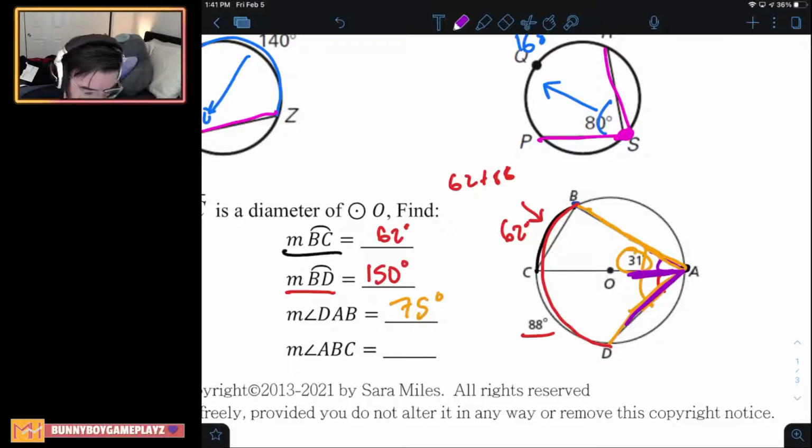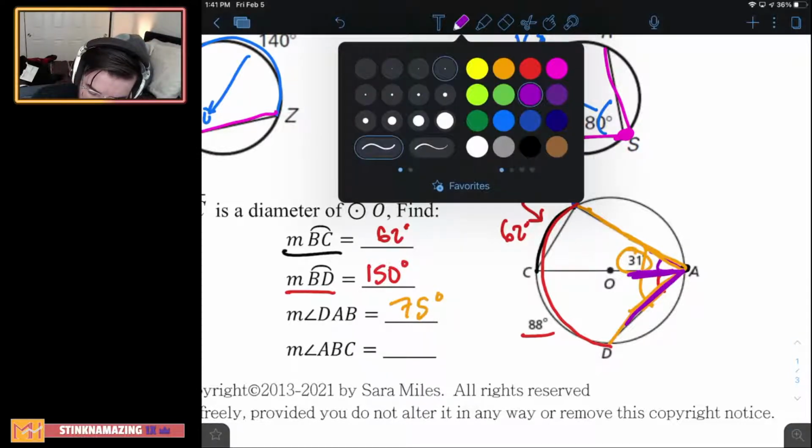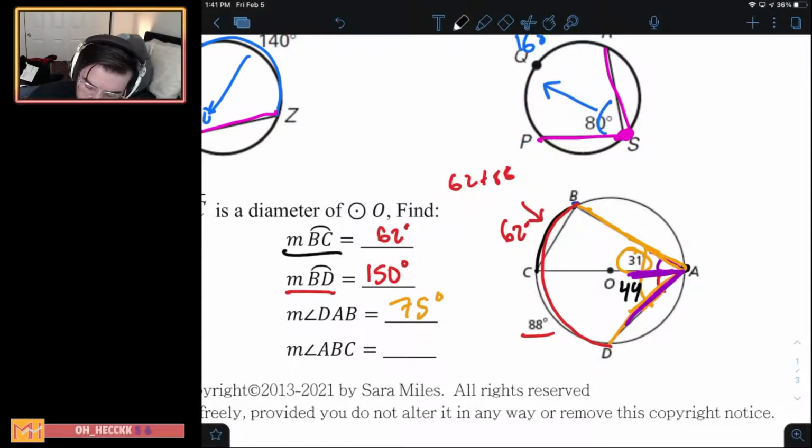Wait, did I add 62 and 88 wrong? $150 divided by 2, 75. I'm going to pause for a second. I feel like I made a mistake. Okay, I didn't make a mistake. I was just getting confused on my calculator there. This is 44, right? Half of 88 is 44.